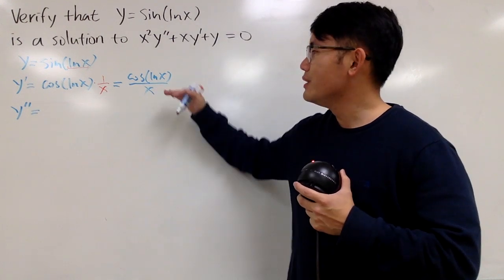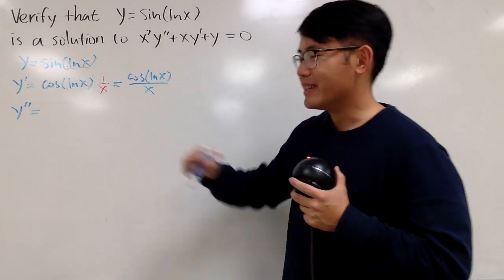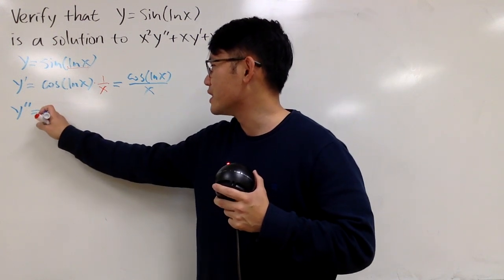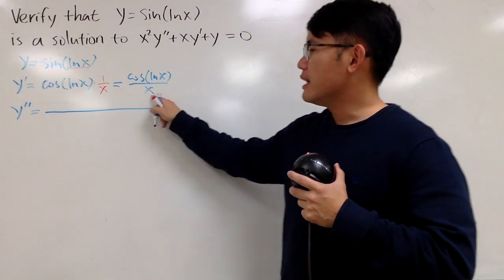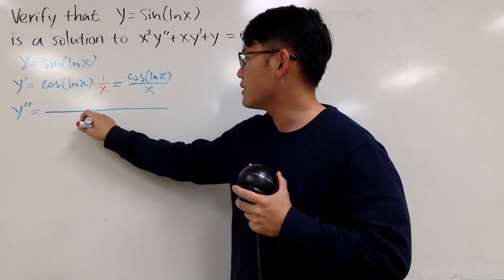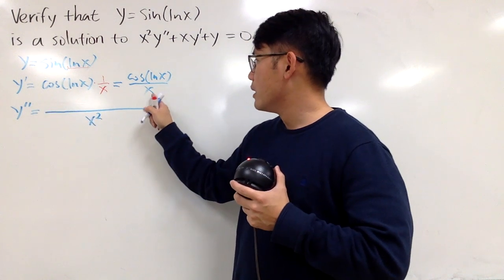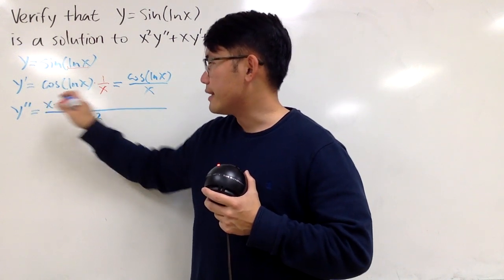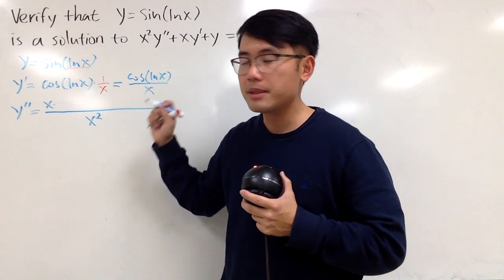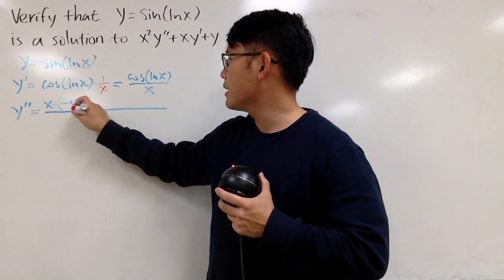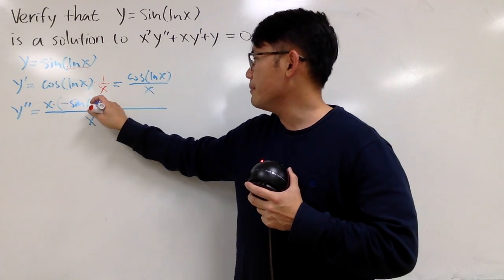And notice we need to use the quotient rule. So for my Cal 2 students, don't forget your quotient rule and all the other derivative techniques. Let's go ahead and square the denominator first. And then for the top, we need to keep the bottom function and then times the derivative of the top. The derivative of cosine is negative sine, and the input stays the same.